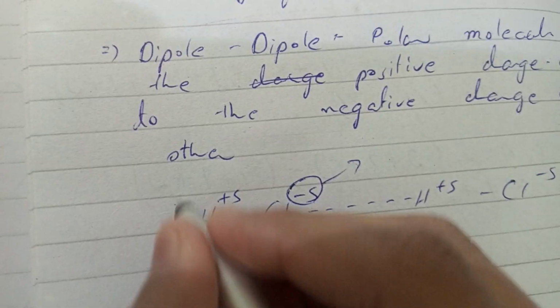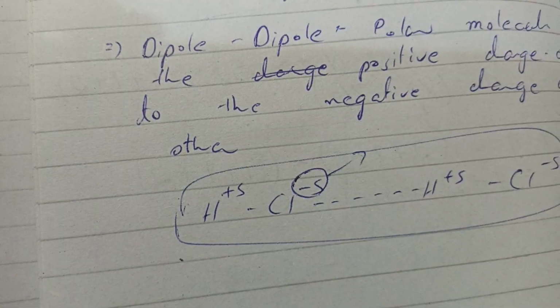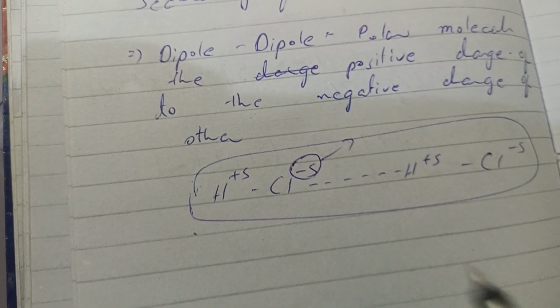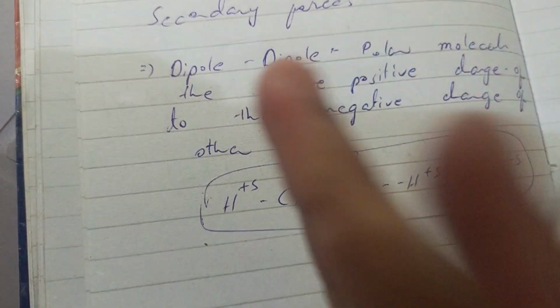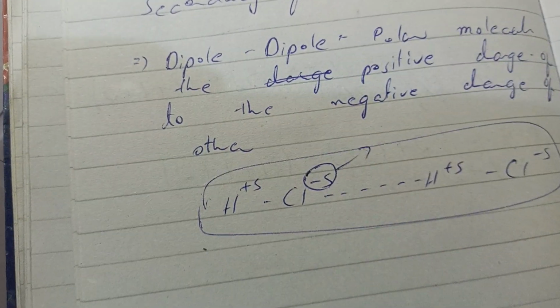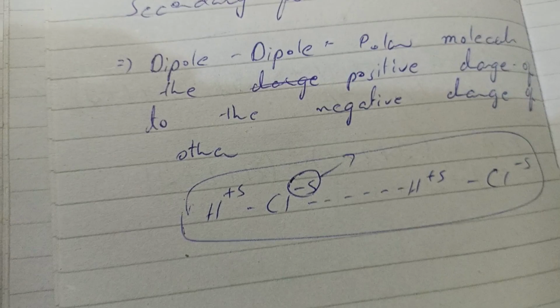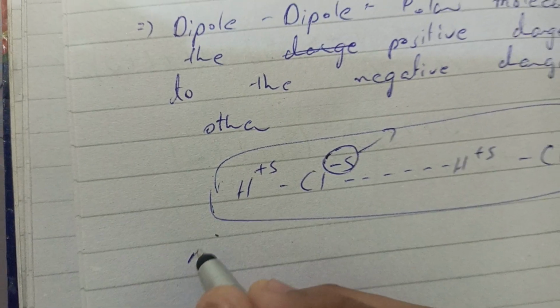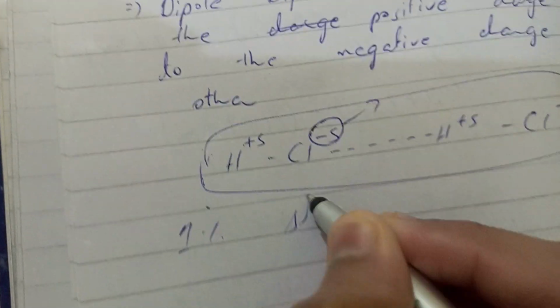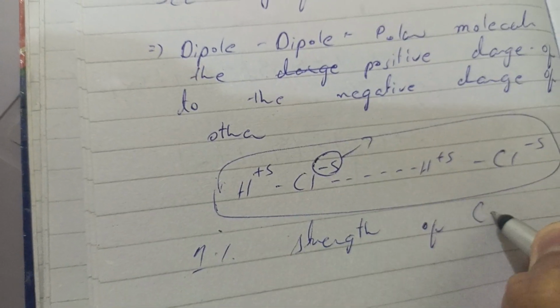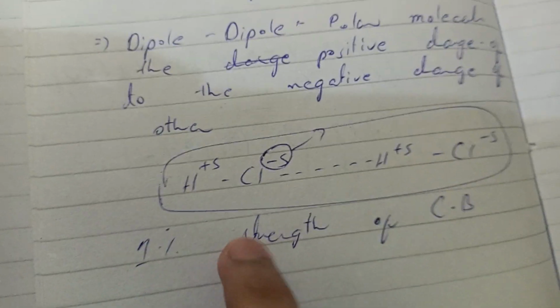Now this is a dipole-dipole interaction, and the definition is simple. The electrostatic force between the positive charge of one and the negative charge of another is called the dipole-dipole interaction, and it has only 1% of the strength of a covalent bond. So you must note down this statement.